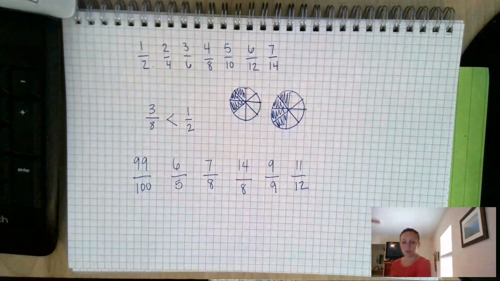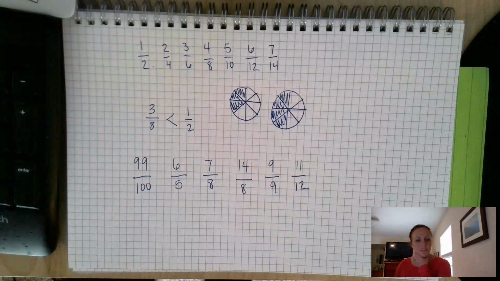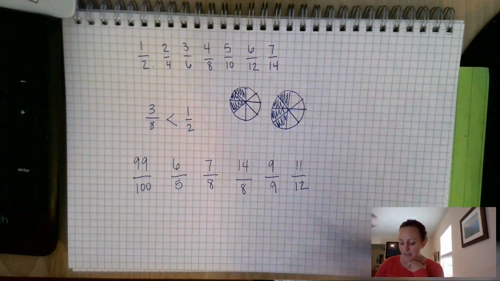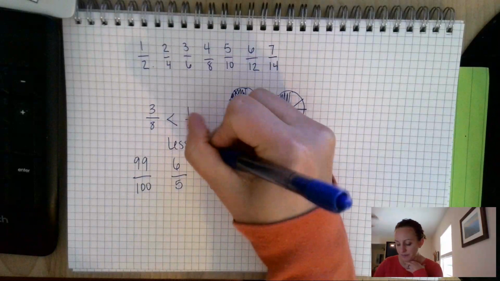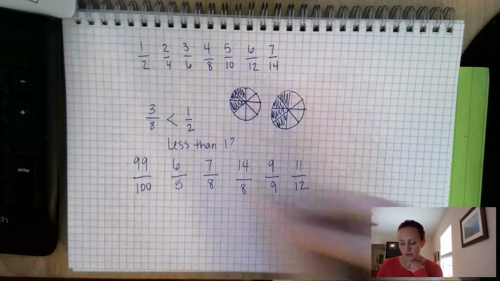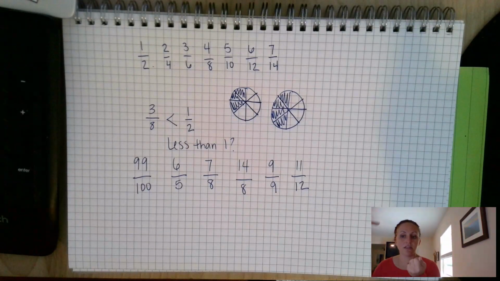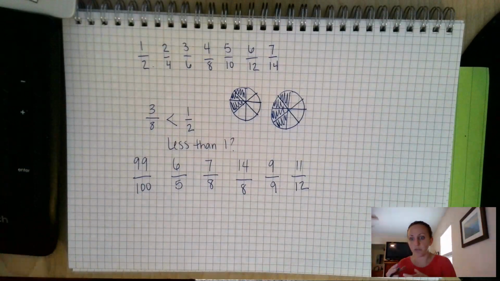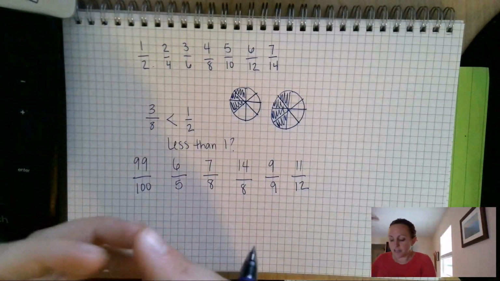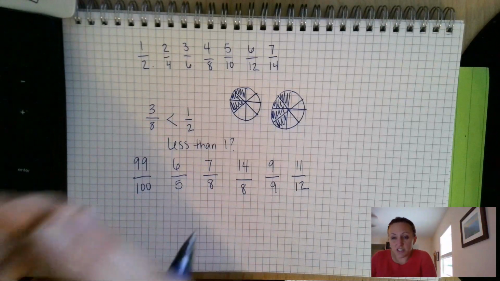All right. So I have a list of fractions, and I want to find the fractions that are less than one. All right, which fractions are less than one? Well, a fraction that's equal to one has the same numerator and denominator. So a fraction that is less than one has to have a smaller numerator than denominator. Think about this with what fractions actually are. If I don't have all the pieces, I don't have a whole.